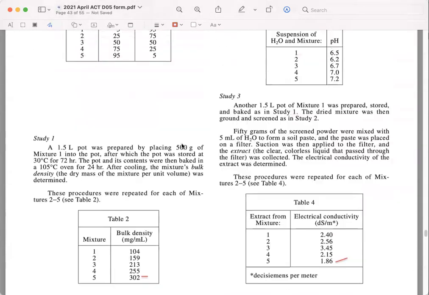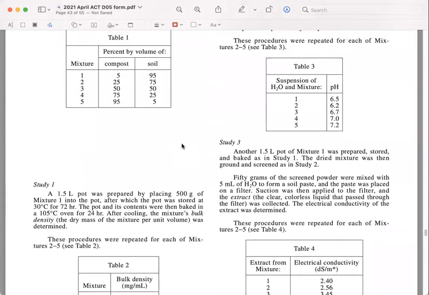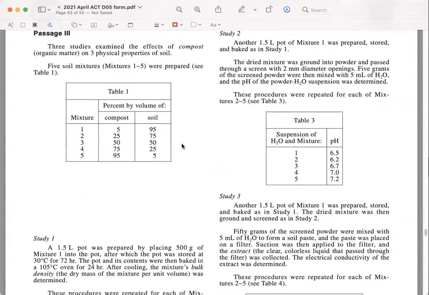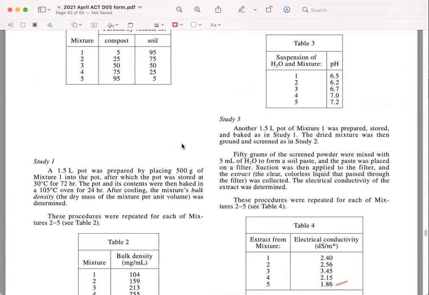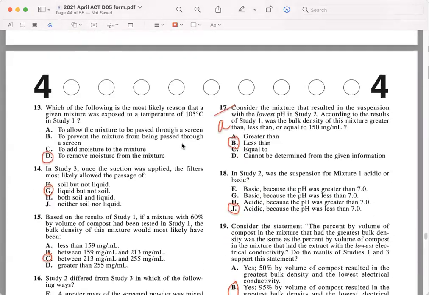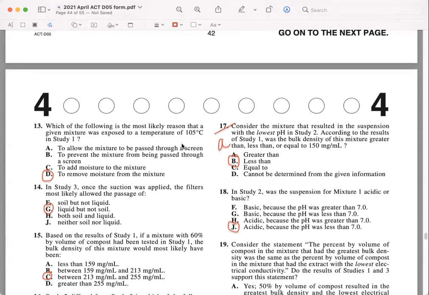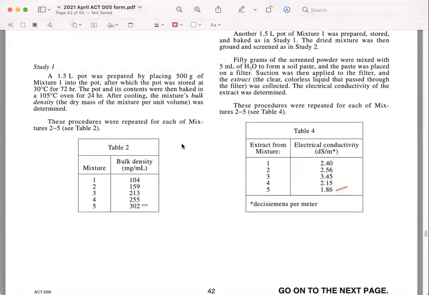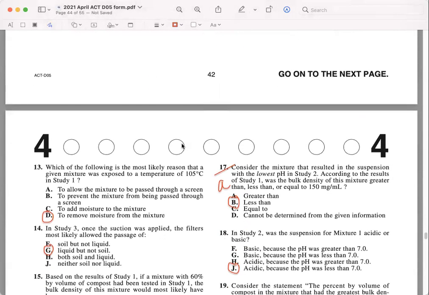Lowest pH. Let's verify. Lowest pH is mixture 1, right? And that has a bulk density of 104. That's less than 150. I don't know if this is a mistake, but I still think the answer should be B. Yeah, I don't think there is any problem with the units. Okay, I'll check this and I'll come back to this question, but I don't think this is a mistake.